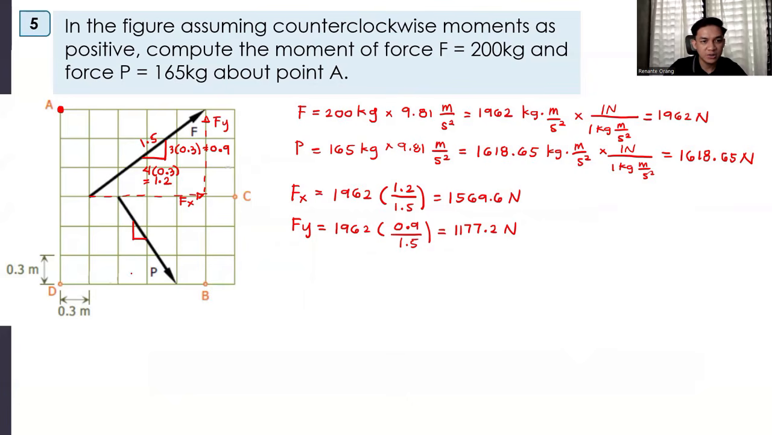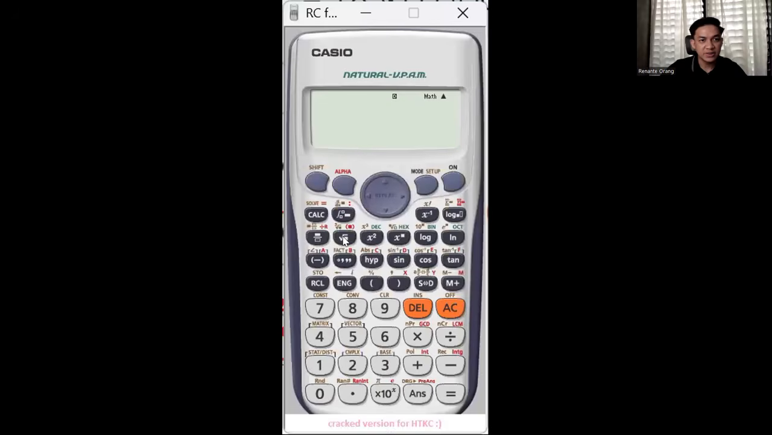Next, class, we will find the rise and run of our force P. Let's start with the rise, that is 1, 2. So this is 2 multiplied by 0.3. Next is its run, that is 1, 2, 3. So this is 3 multiplied by 0.3. This is the triangle we are respecting. So 2 times 0.3 is 0.6 and 3 times 0.3 is 0.9. Let's find its hypotenuse. That is the square root of 0.6 squared plus 0.9 squared, which is equivalent to 1.082.